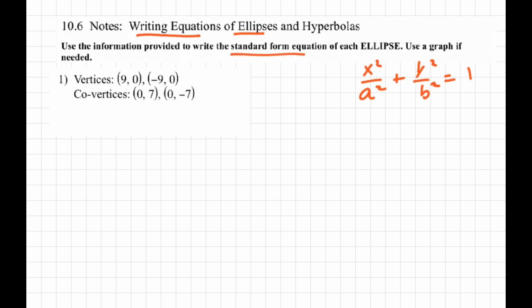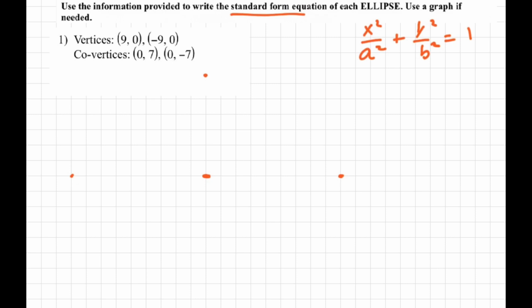So it says the vertices of this ellipse are at (9, 0) and (-9, 0). So I'm going to get an origin here, and I'm going to graph (9, 0) and (-9, 0). And the co-vertices are at (0, 7) and (0, -7).